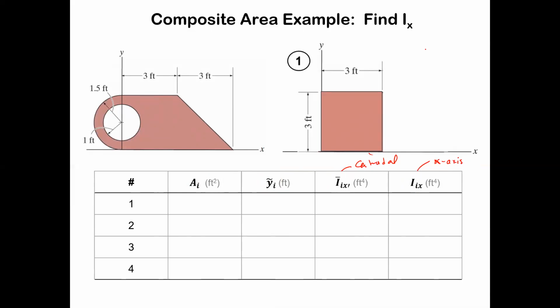So, a rectangle about its base. Well, the area is 3 squared, which is 9. And we know the formula because we did the formula for a rectangle about its base. Ix is going to be 1/3 times b h cubed, right? A rectangle about its base. So that's going to be 1/3 times 3 times 3 cubed.